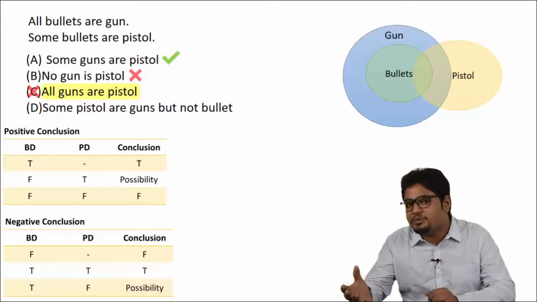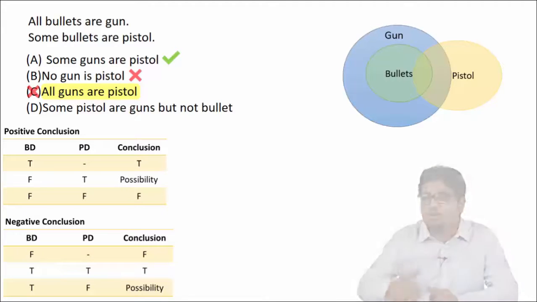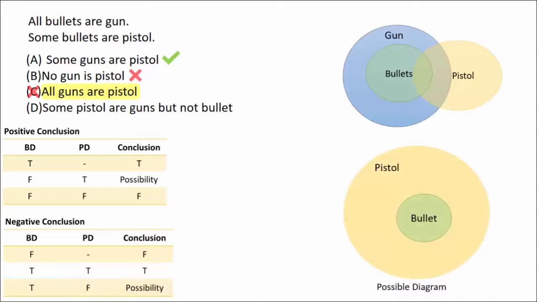So for the second premise, a possible diagram can be when all bullets are pistols, as we saw in the previous video. Now for the first premise, we just have to make all bullets as gun. So a circle representing gun can be drawn like this. This diagram tells us that all guns being pistols can be a possibility. But we can select only those options which are definitely true unless otherwise stated. So this conclusion is also false.